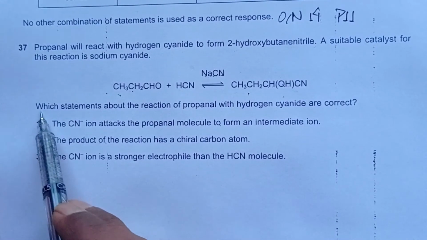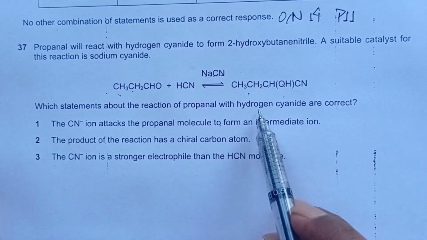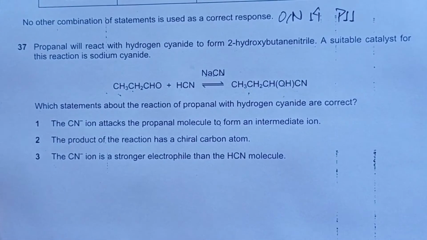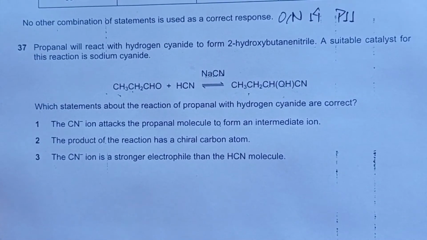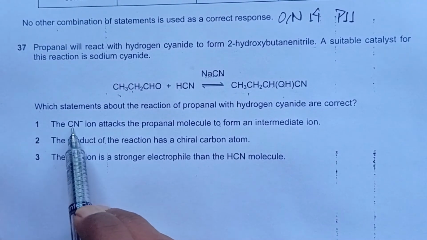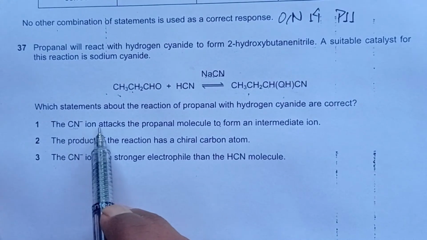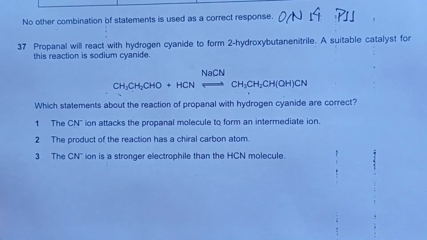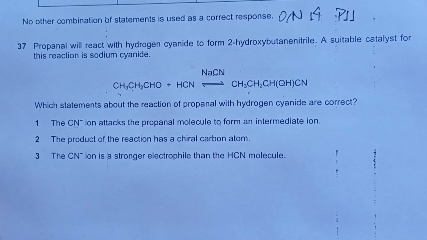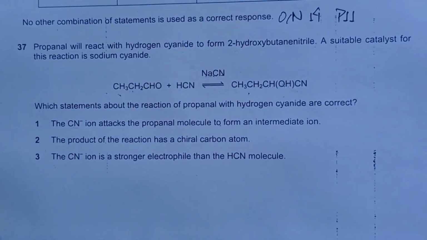The question asks which statements about the reaction of propanal with hydrogen cyanide are correct. So we need to find which are correct. Let's look at answer choice 1. The CN minus ion, the cyanide ion, attacks the propanal molecule to form an intermediate ion. So what does that really mean? Let's look at the nucleophilic addition mechanism.